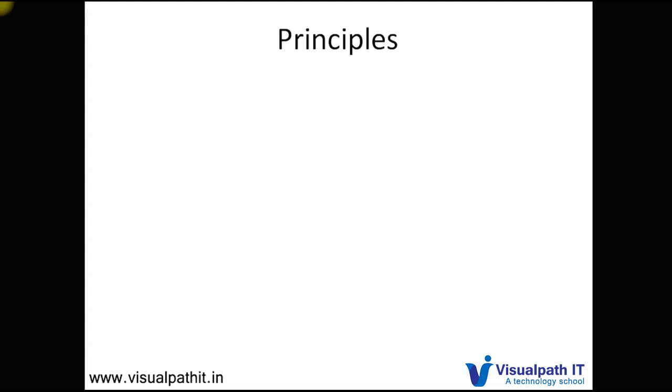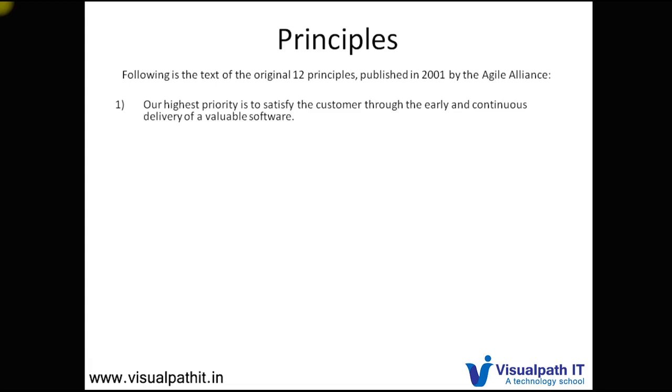So finally, the Agile Alliance came up with 12 principles, which will be helpful for the project to move in the Agile way, to keep better track. So there are 12 principles which need to be followed to work in an Agile way.